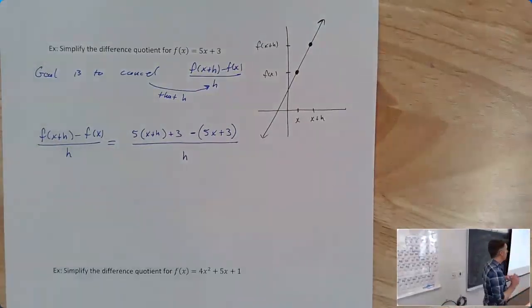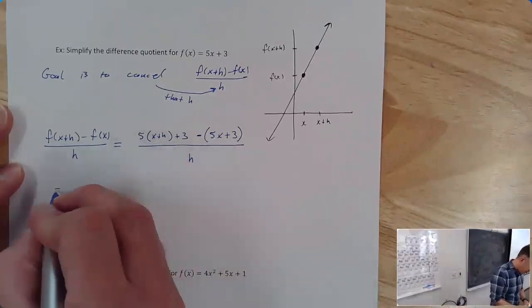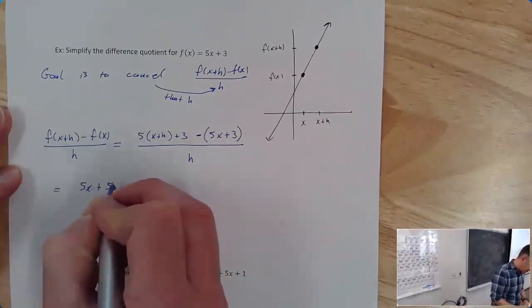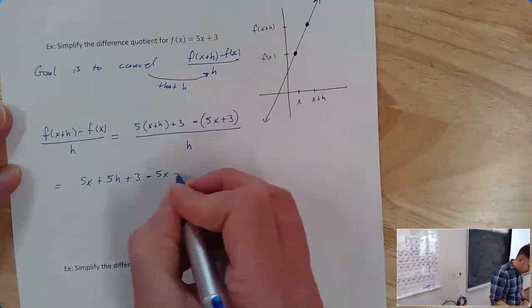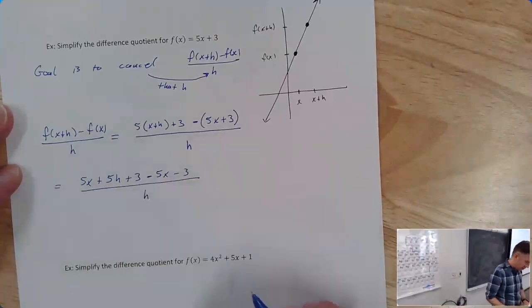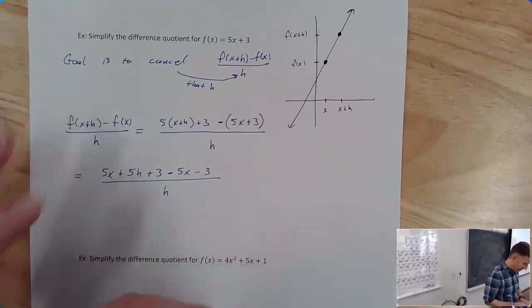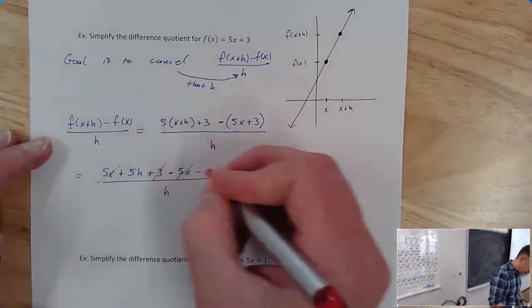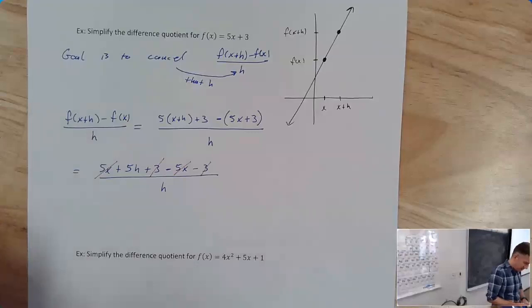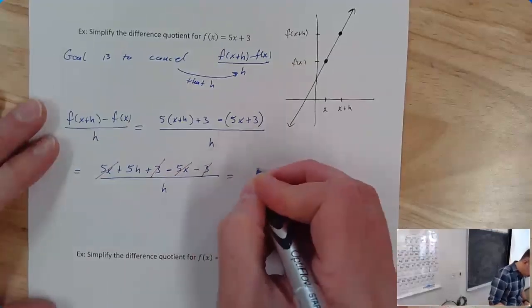So here's how this is usually going to go. You're going to simplify the top, and hopefully all the things that don't have an h in them will cancel out. Let's take a look. So I distribute this 5. I've got 5x plus 5h plus 3. Distribute the minus sign, minus 5x minus 3, all divided by h. 5x minus 5x is 0. Those go away. 3 minus 3 is 0. Those go away. So I end up with 5h divided by h.